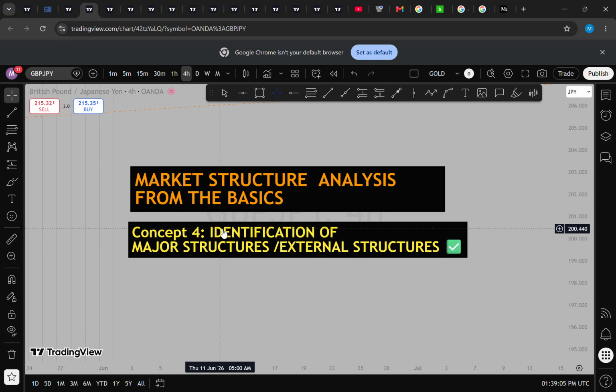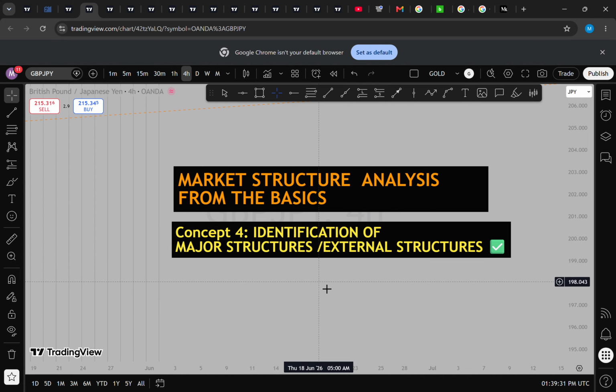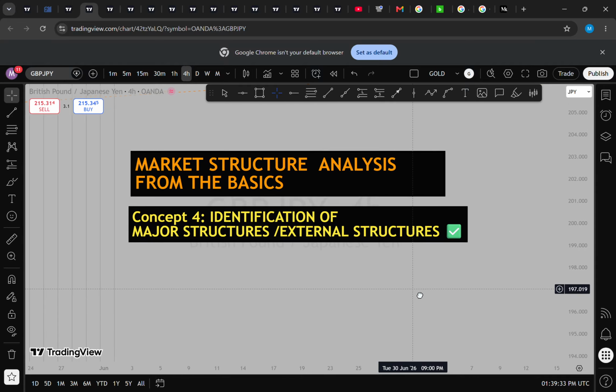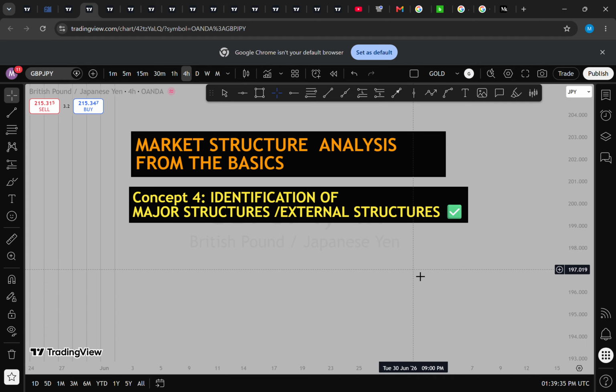Yes, this is a market structure analysis from the basics. So we are still on our classes. We had concept 1, concept 2, concept 3, and right now we're on concept 4, the education of major structures and external structures. As a forex trader beginner, you should be able to identify major structures and external structures. So without further ado, let us begin.